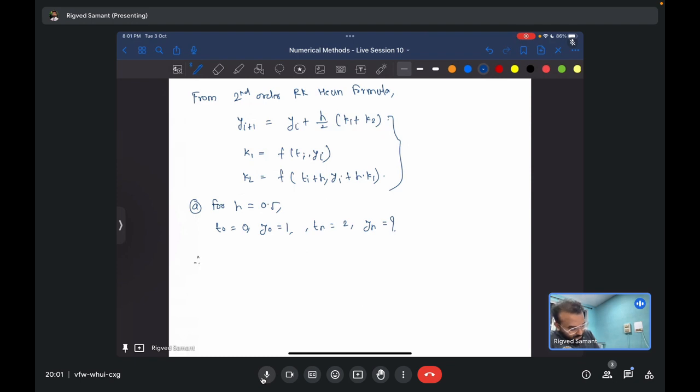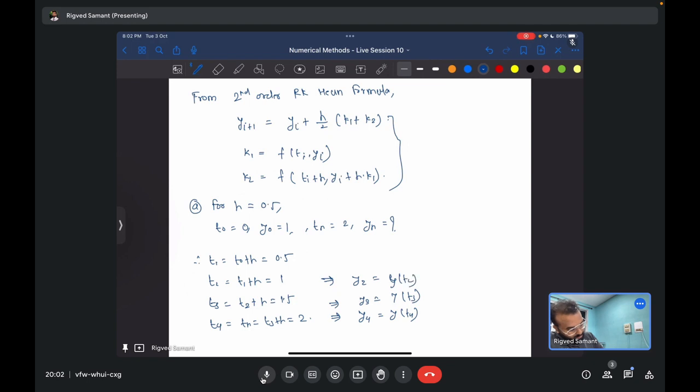We already know h, therefore t1 is t0 plus h, that is 0.5. t2 is t1 plus h, that is 1. We have to go till t is equal to 3, right? t3 is equal to t2 plus h, that is 1.5. t4, tn, is equal to t3 plus h, that is 2, right? Therefore we have to go till y of t4. y1 would be y of t1, 0.5, 1. So this is like the last one, right?